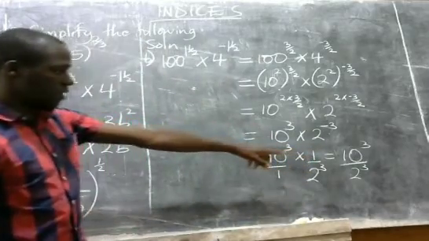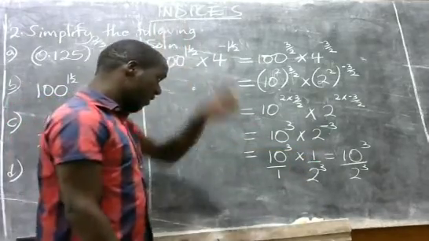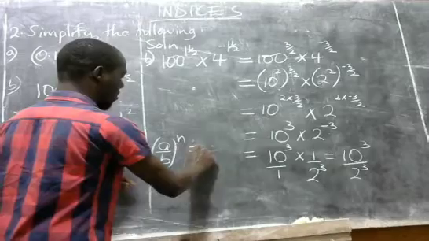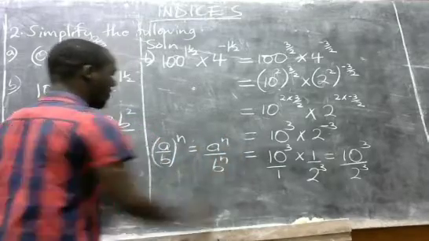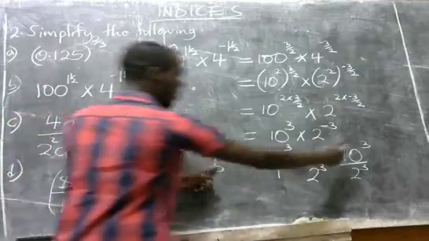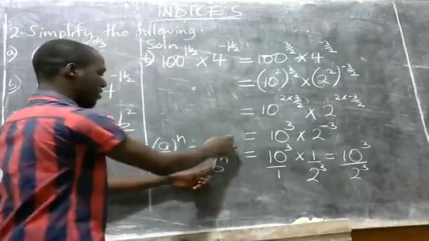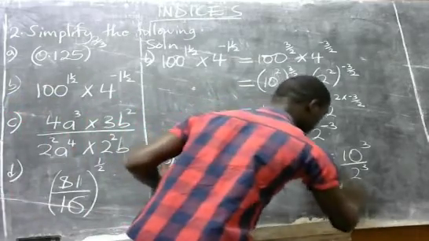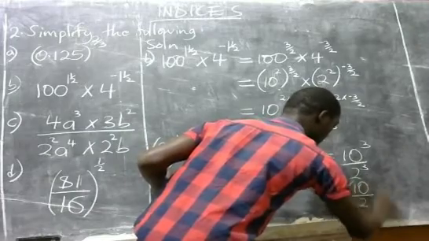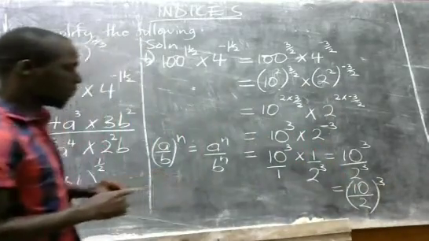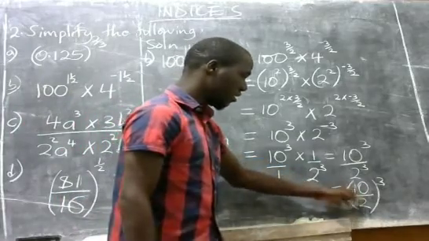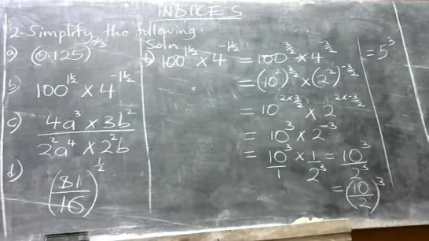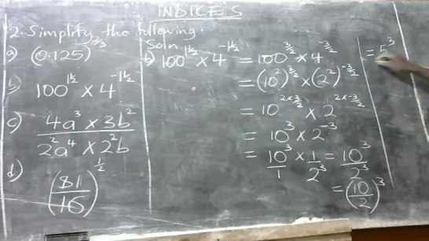I can still simplify there, using the law that a all over b, power n, is the same as a power n all over b power n. Now I'm having this there: 10 power 3, 2 power 3. The power is the same, so I can take them back here. That is going to be now 10 all over 2, power 3. Then now I can divide this one here. So I get now the answer as 5 power 3, just like that.